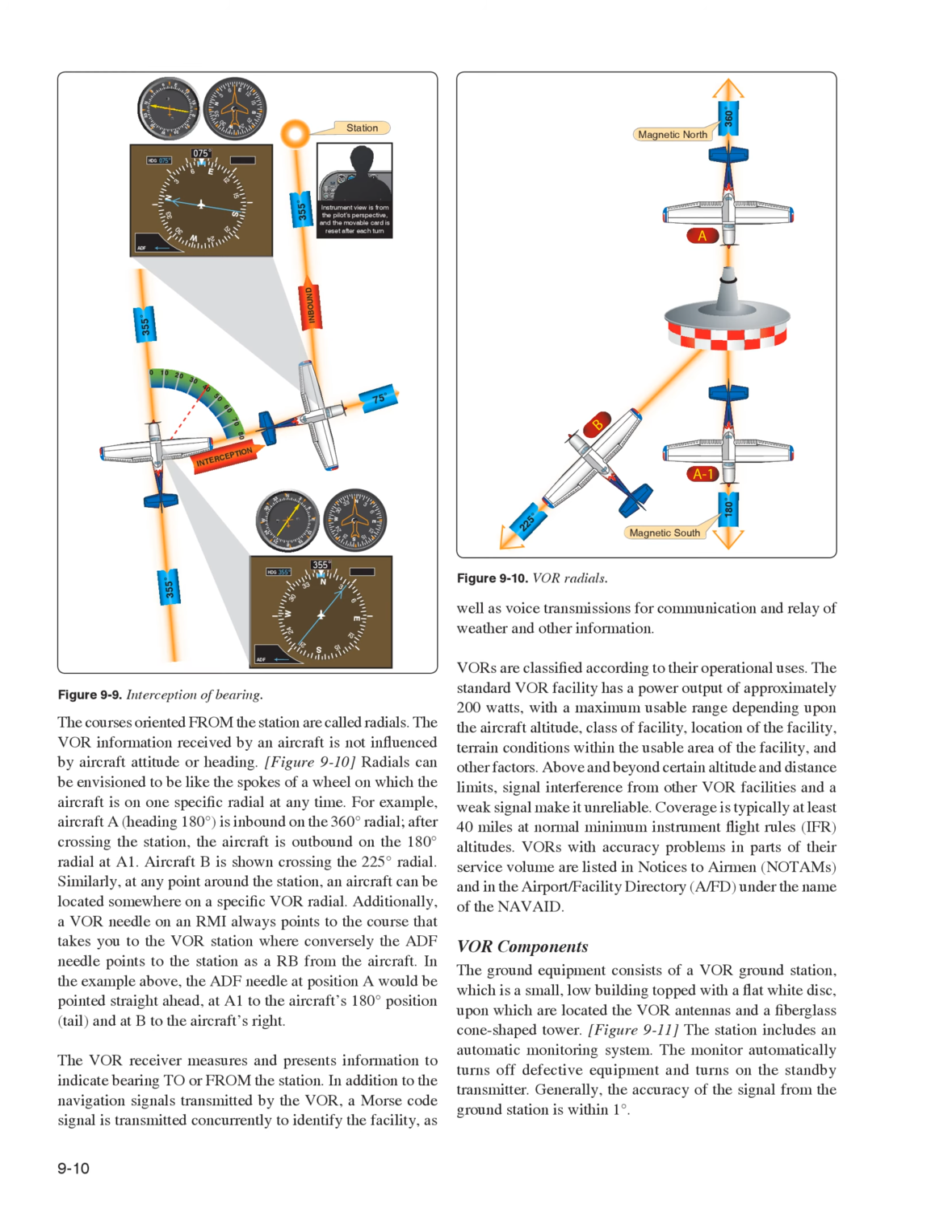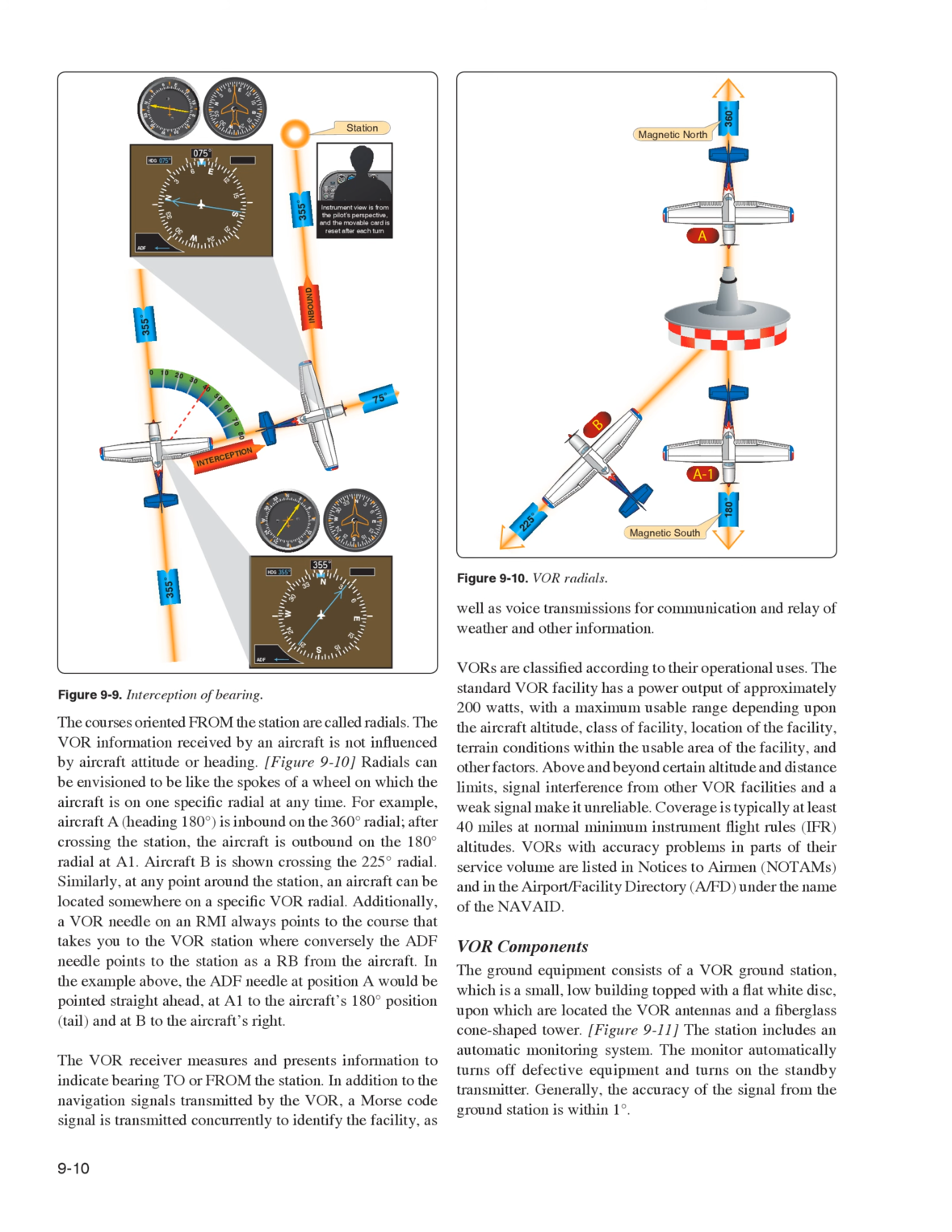The courses oriented from the station are called radials. The VOR information received by an aircraft is not influenced by aircraft attitude or heading. Figure 9-10: radials can be envisioned to be like the spokes of a wheel, on which the aircraft is on one specific radial at any time. For example, aircraft A, heading 180 degrees, is inbound on the 360 degrees radial. After crossing the station, the aircraft is outbound on the 180 degrees radial at A1.